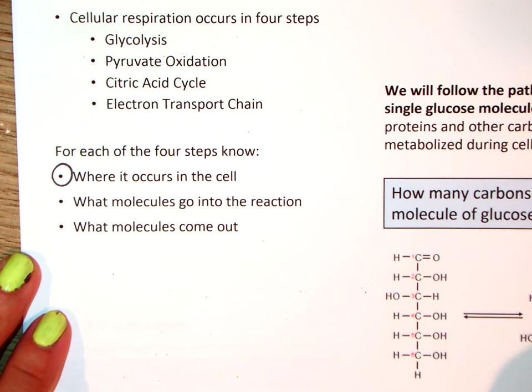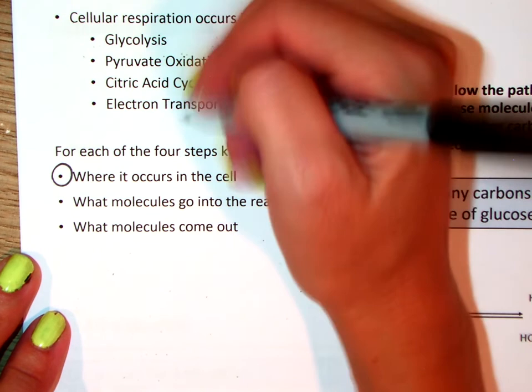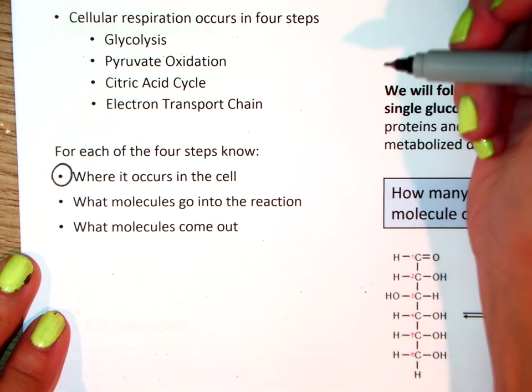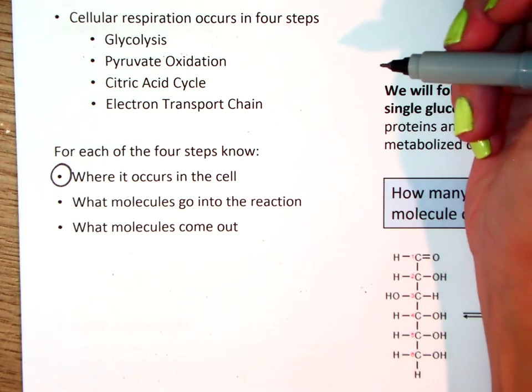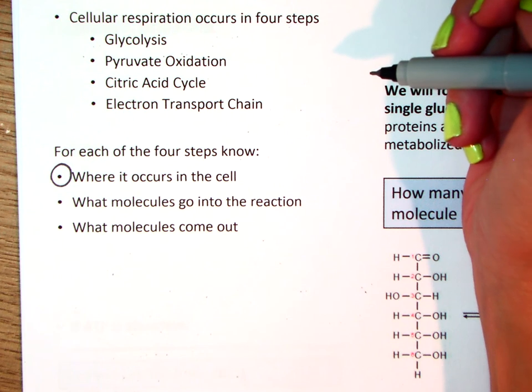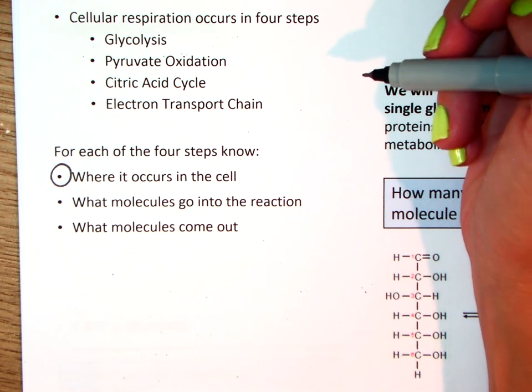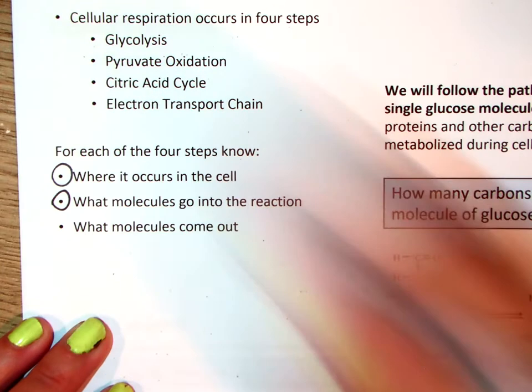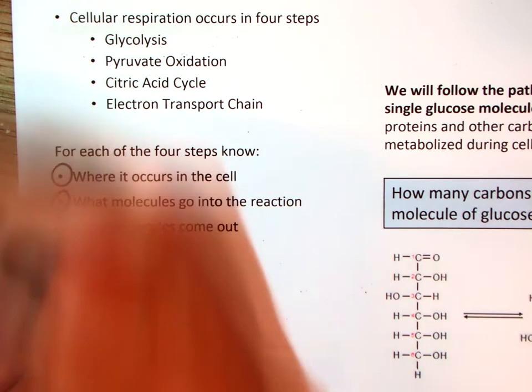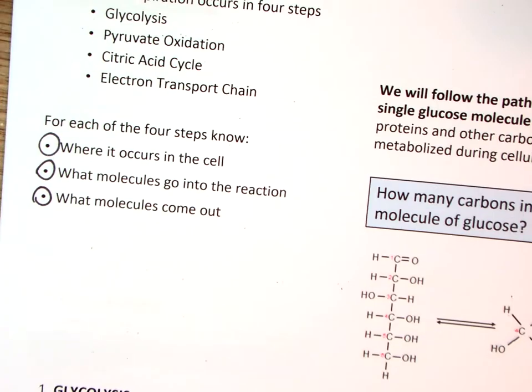And just so you know, I think 3 out of these 4 occur in the mitochondria. So if you're asked where it happens and you're not sure, and you're going to go with a guess, go with mitochondria. But hopefully you can memorize these. You need to know what molecules go into each reaction and what the products are, what molecules come out.